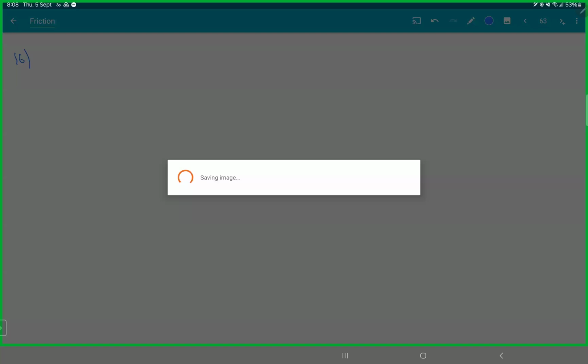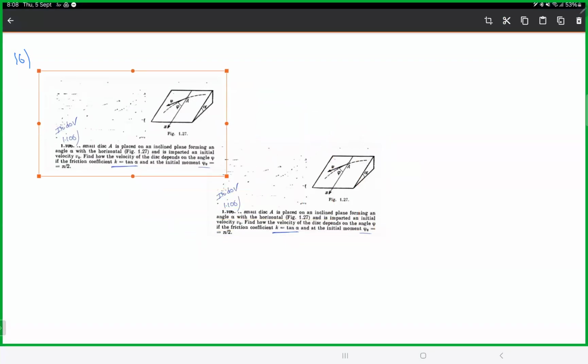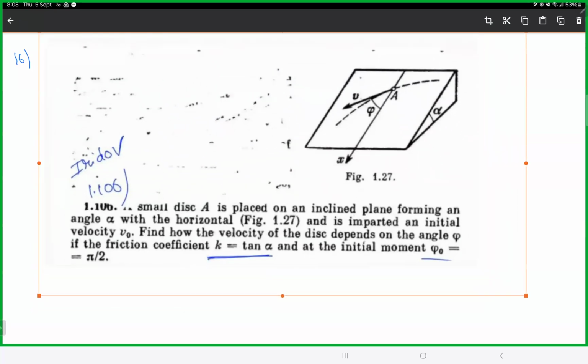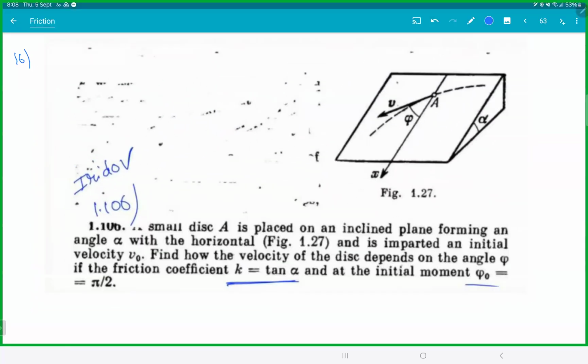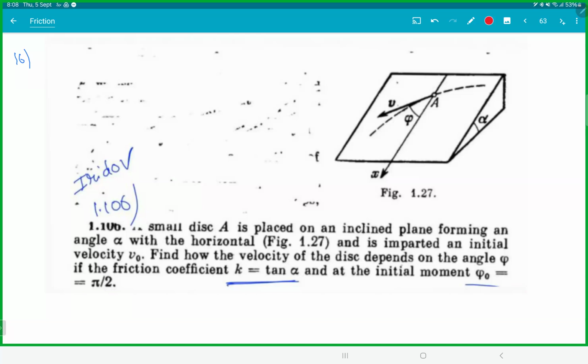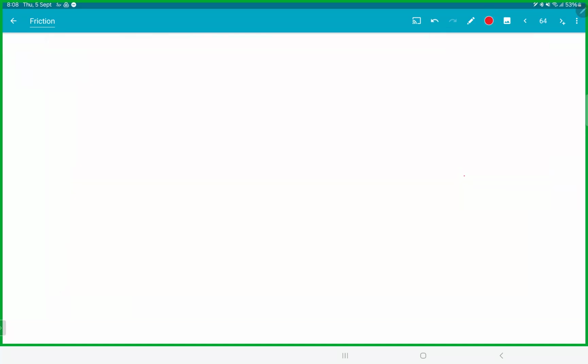This is a question from Irodov. I'm sure you must have seen it in your booklet also somewhere. So here we have an incline, right? And this thing is projected with a velocity v0. Let me show you the diagram, how it looks. This is the front view.